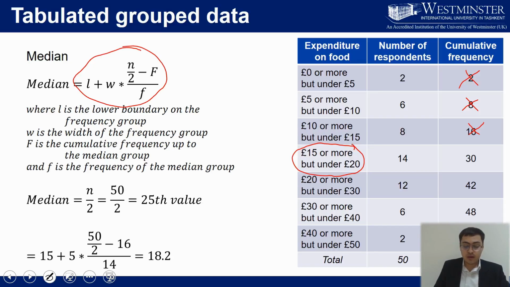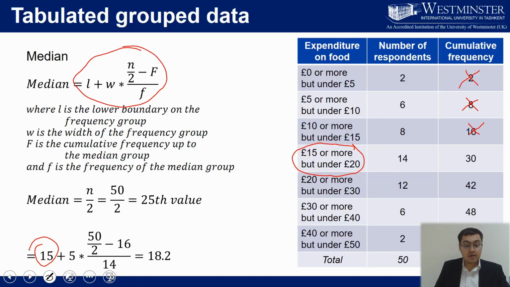So the 25th value is going to be more than 15 but under 20. As a result, L is going to be 15, as you can see here. Then we add on the width of this group. That's just going to be 20 minus 15. As a result, that's 10.